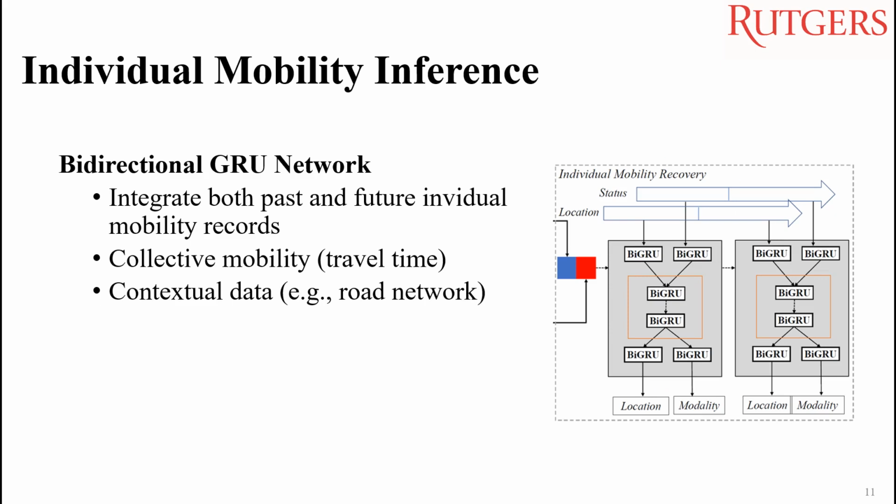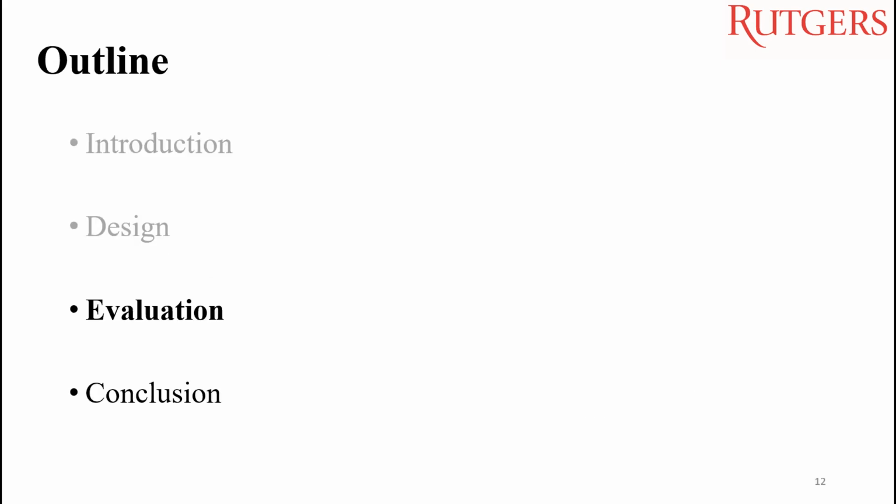For the individual mobility inference, we use a bidirectional GRU network to integrate both past and future individual mobility records. Also, the collective mobility we got from the collective mobility inference module, the travel time especially. And also, to integrate the contextual data, like we mentioned in the previous slides, the road network data. So next is our evaluation.